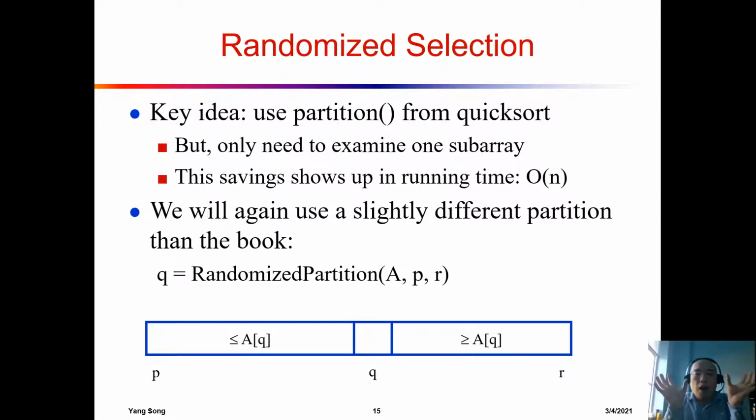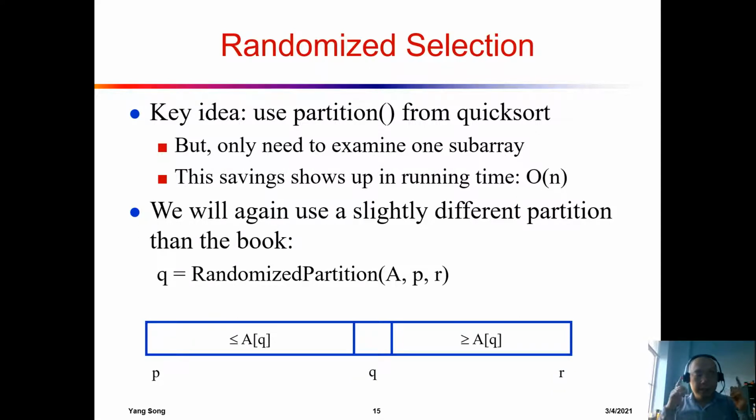And what are the interesting facts about those two sublists? For the lower sublist, those values are all smaller or equal to the pivot. And for the upper sublist, those values are all greater or equal to the pivot. So how does the partition relate to the selection problem?